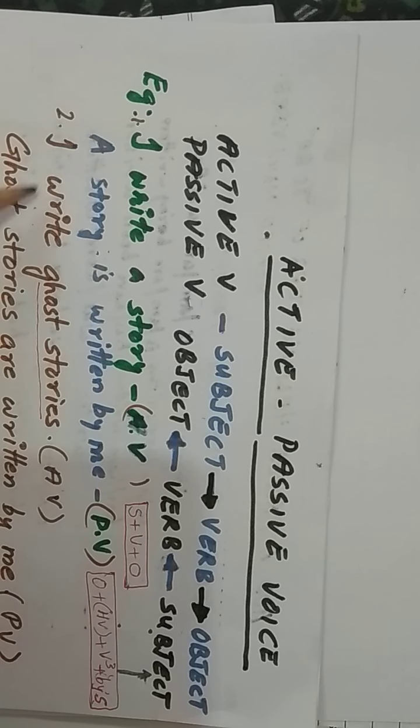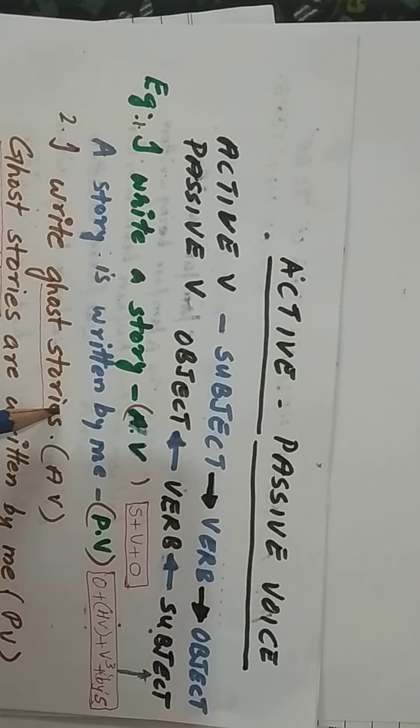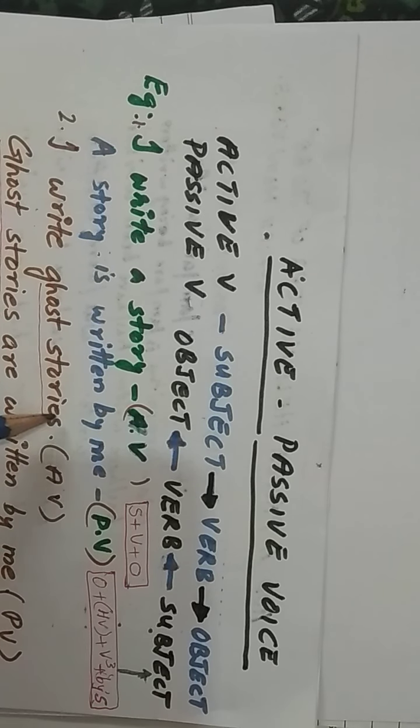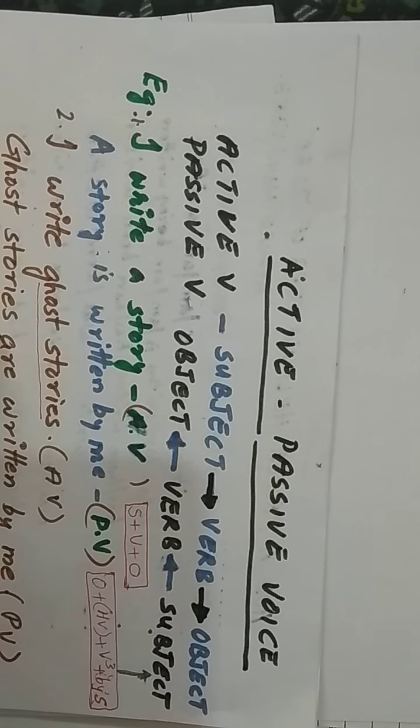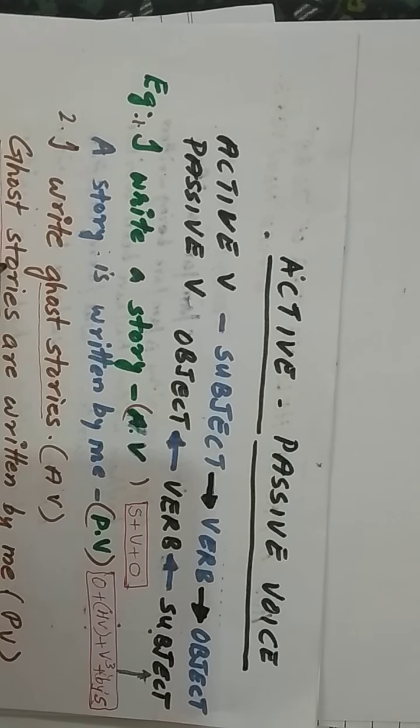In the second sentence, I write ghost stories. Ghost stories are written by me, that is in passive voice. So here also we could see the ghost stories, that is the object, is given more importance in the passive voice, and we want to emphasize this point, that the subject writes ghost stories, and we want to give emphasis to this point.